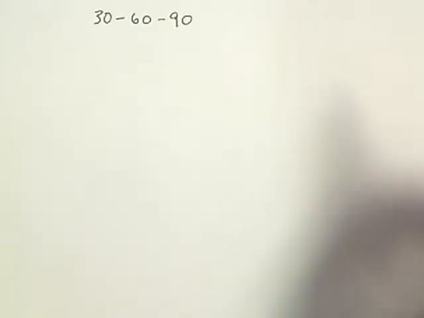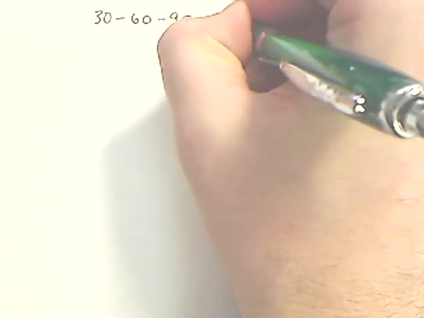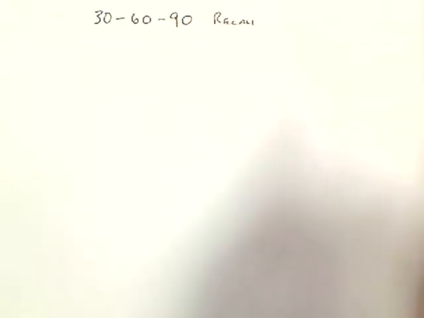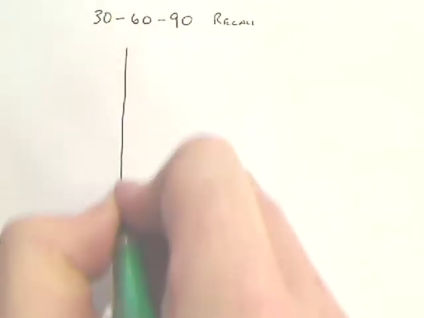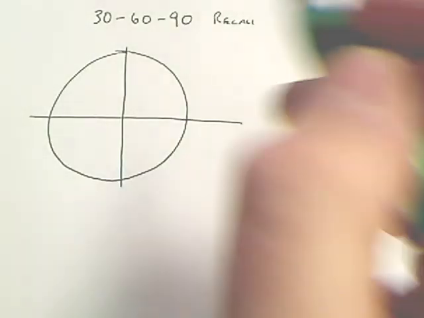Okay, for those of you who need a refresher on maybe the 30, 60, 90 or the other locations, here you go. This is a recap or recall. So I'll kind of go quickly just to jog the cobwebs. Alright, there's my unit circle.